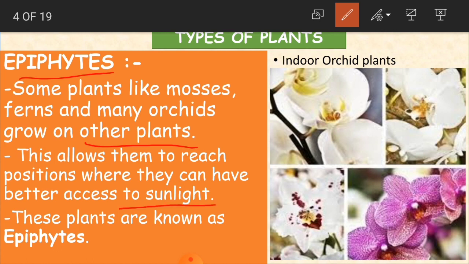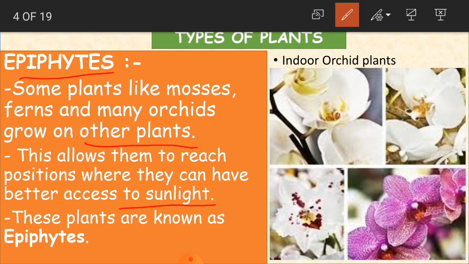So what happens is, when they grow on other trees or plants, they absorb the sunlight, and that sunlight gives them the energy. Like this, they get their food. They are not going to grow on the soil or above the soil. They grow on other plants, and by this they absorb the sunlight and make their food. Clear children? You can see in the picture here.